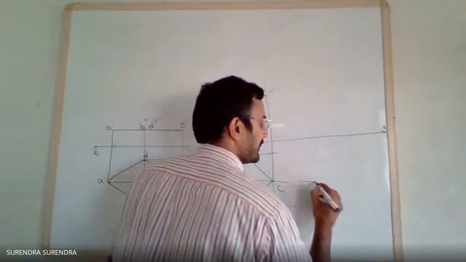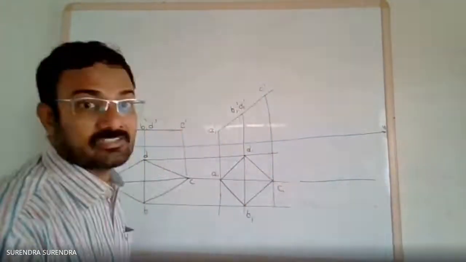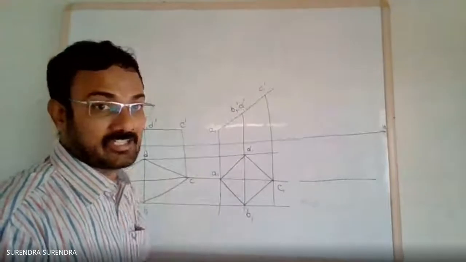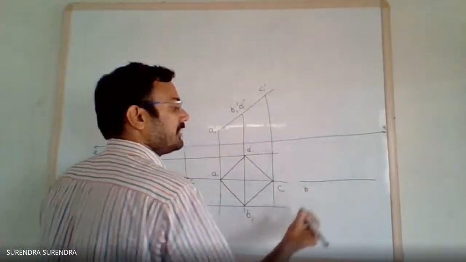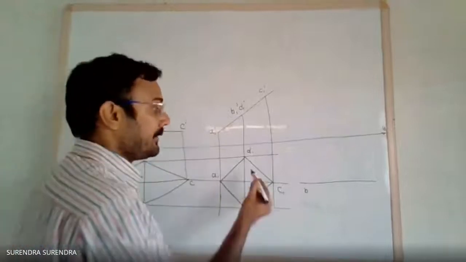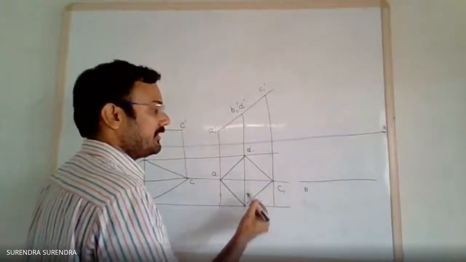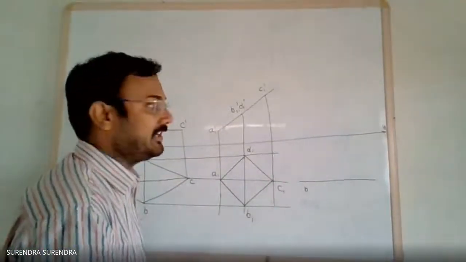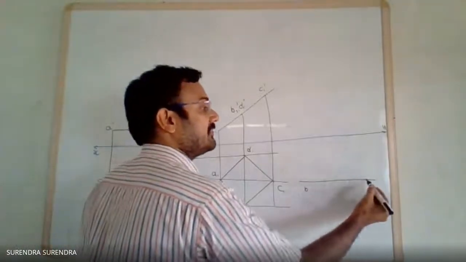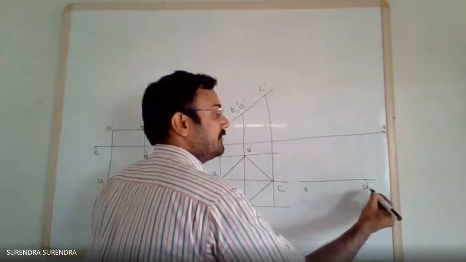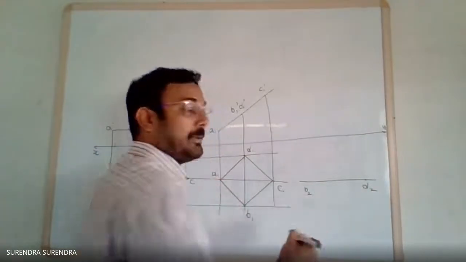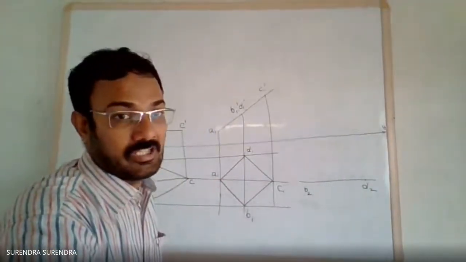First draw a horizontal line, a line parallel to the XY line, and on this line mark point B. Measure the distance from B to D. With B as center, draw the arc. We'll get the point D2. So these are the points B2, D2.